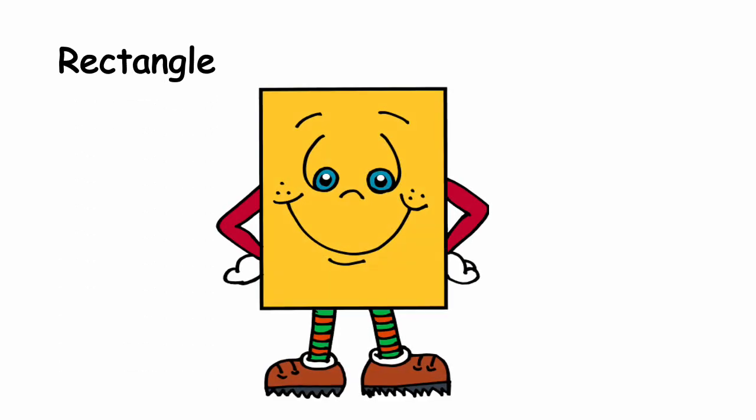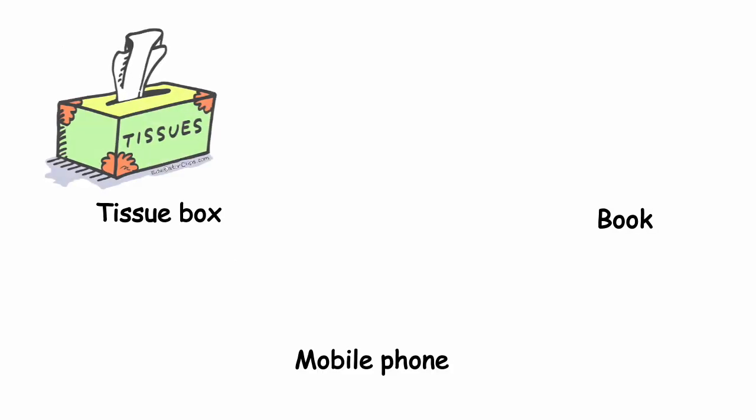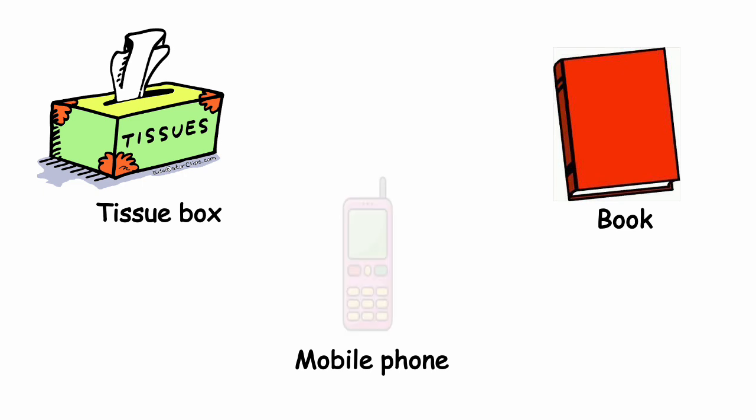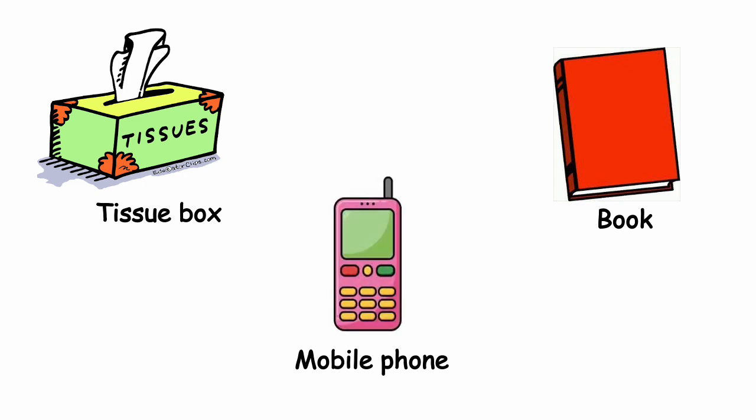Two long sides, two short sides, and four corners. This is a rectangle. What objects can you see? Tissue box, book, mobile phone.